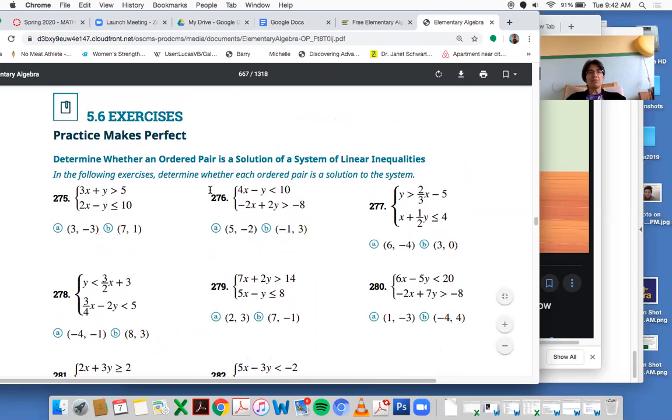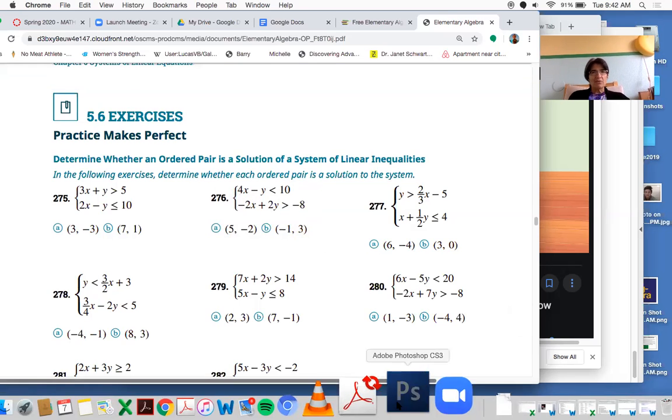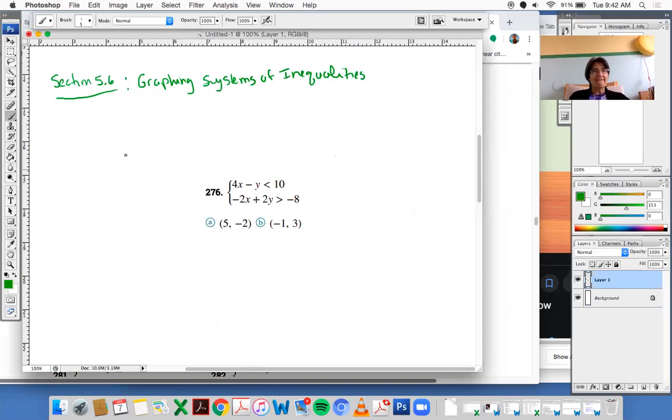So let me look at problem 276. Okay, so I'm going to grab this problem right here, put it on my whiteboard.